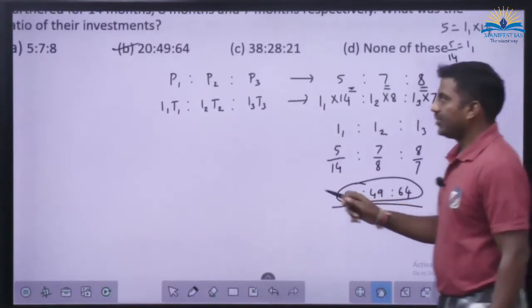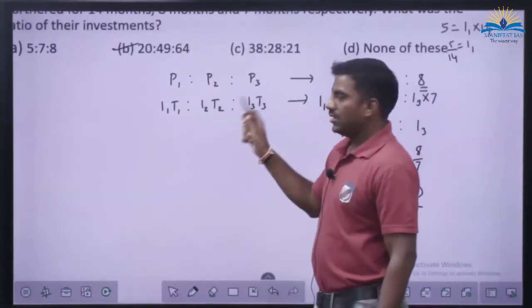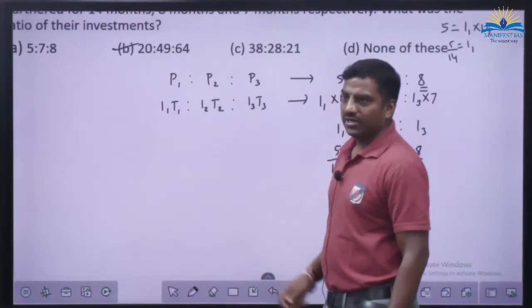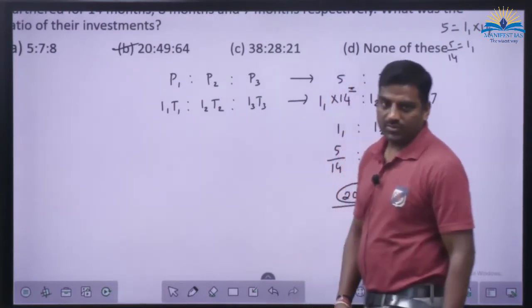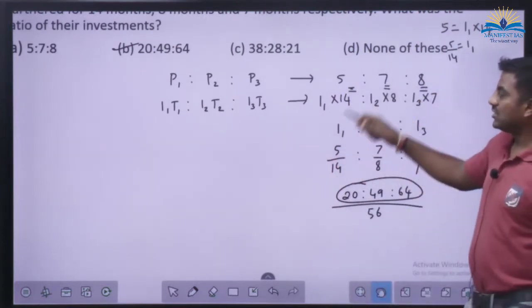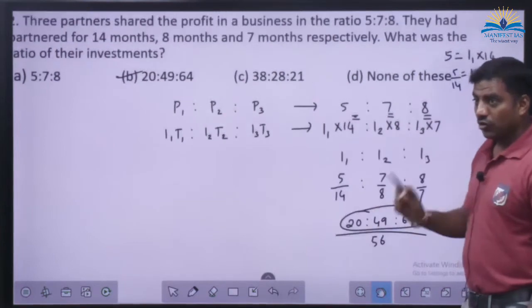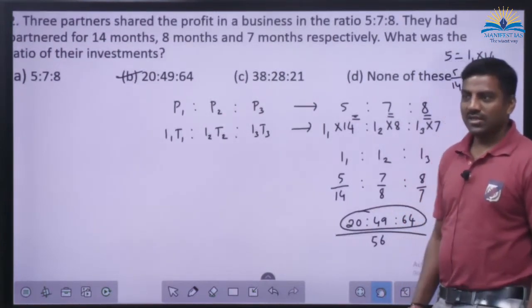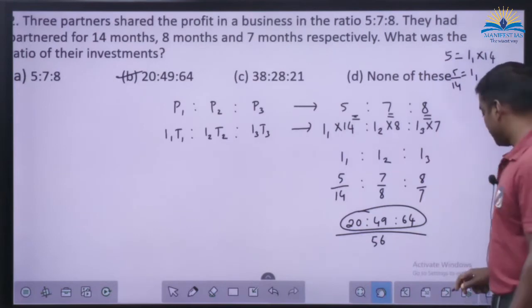Here, simple thing. They have given P1, P2, P3. They have given T1, T2, T3. We have to just find out I1, I2, I3 in this fashion. Otherwise, if you keep on staring at the problem, you will not get anything. You have to do some jugaad.